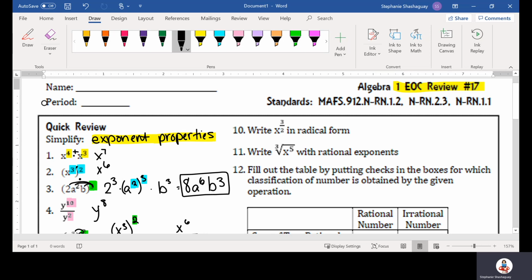Okay, number 10 says write x to the 3 halves in radical form. So we have a denominator and a numerator. And so when we're writing it in radical form, that's going to be the square root. So just imagine that 2 there over the square root of x cubed, because the cubed is the exponent with the variable, and your denominator is your root.